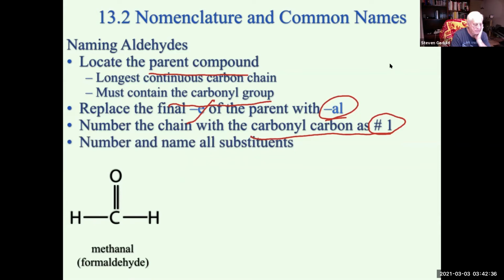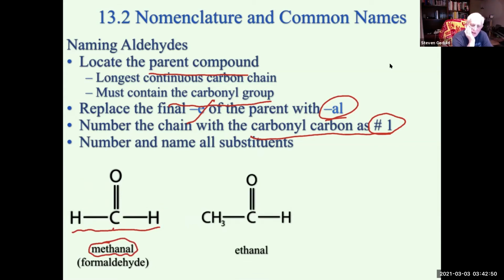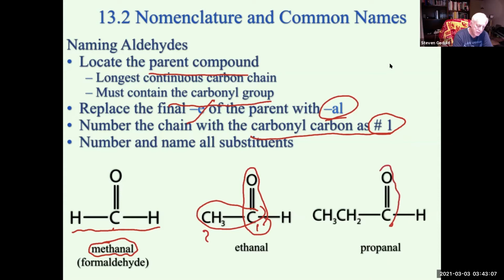Okay, so here we have our aldehydes. One carbon is methane. We drop the E and add AL, so methanal, which is also called formaldehyde. Ethanal: we have two carbons, a number 1 carbon and a number 2 carbon, and it includes the carbonyl group. Ethane is 2 carbons. Drop the E, add AL, ethanal. Three carbons: again, this is always your number 1 carbon, 1, 2, 3. So it's propane, all single bonds, 3 carbons. Drop the E, add AL, propanal.